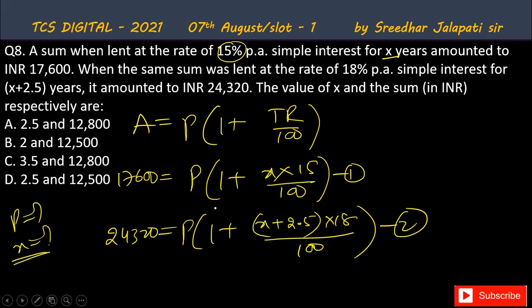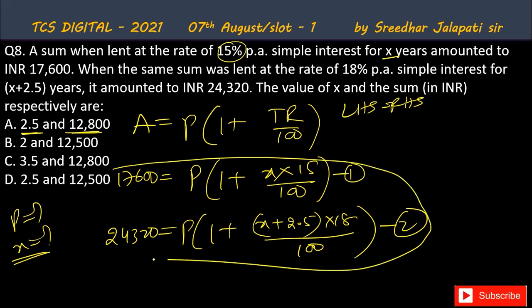But obviously it takes a lot of time. Of course, you can find, but it takes time. What I suggest is options method is best method. Options method in the sense, now let us take X as 2.5 and P as 12,800 and substitute them in the first equation. If you get LHS equal to RHS, then that is the answer. If not, you can go by other. Of course, you can solve these two equations to find both X and P.